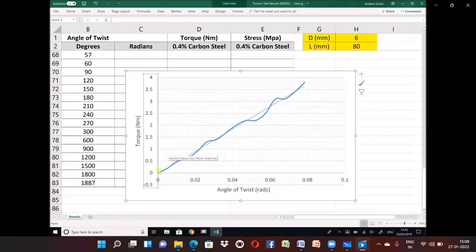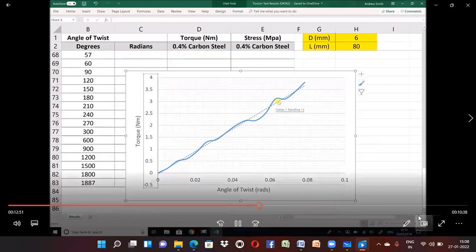Okay. Now, in order to take the gradient of this graph, normally we would need 2 points. We would need a point at the top end of the line, and we'd need a point at the bottom end of the line. But if we look carefully, we can see that this line goes through the origin. Therefore, if we take a point on the line where we can determine the x-coordinate and the y-coordinate, we'll be able to easily determine the gradient of this line.